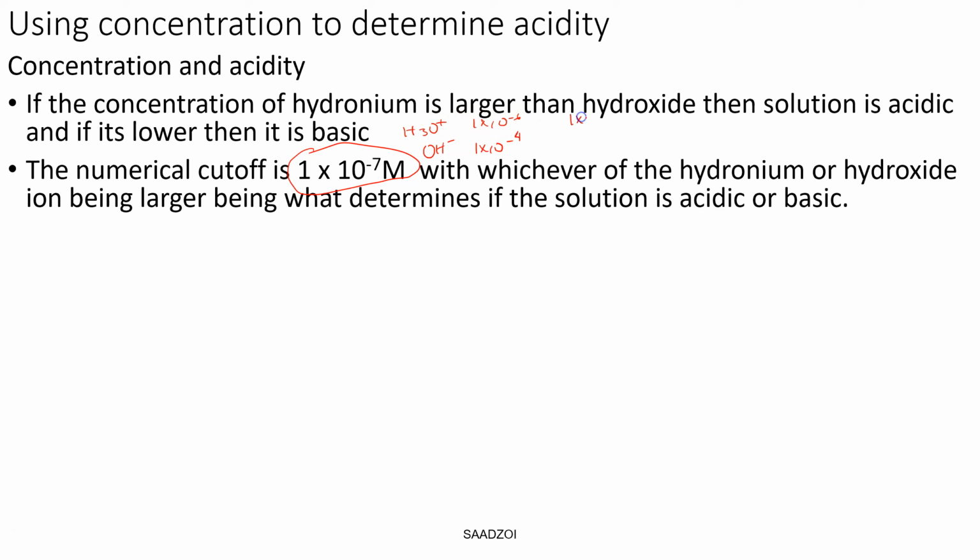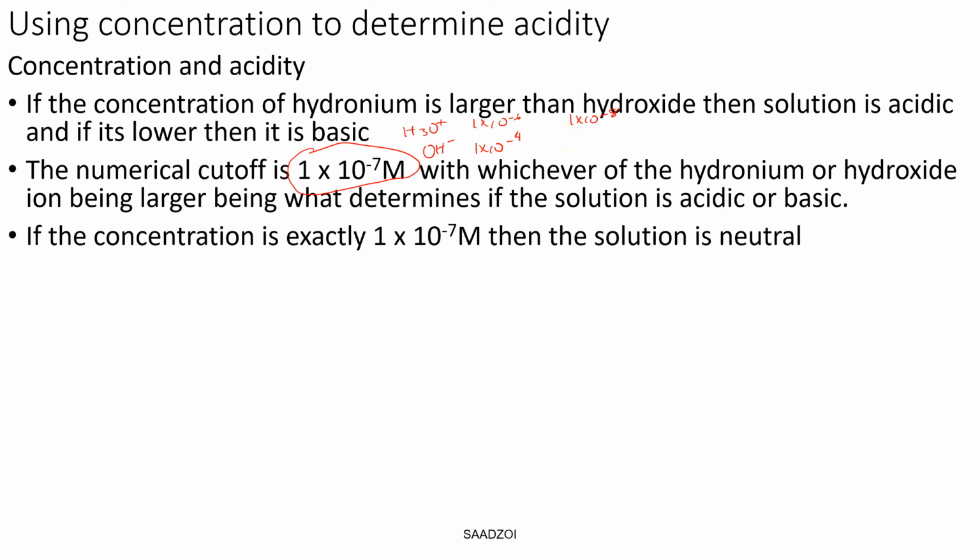So what would be the opposite? What if you have 1 times 10 to negative 8? Let's say I just gave you hydronium's concentration is 1 times 10 to negative 8, and ask, is this acidic or basic? All you have to do is look at it and say, this is smaller than this, so my solution should be basic. It can't be acidic, right? The only way it can be acidic is if it's bigger than this. If it's smaller, it's automatically basic. If the concentration is exactly 1 times 10 to negative 7, you are neutral.